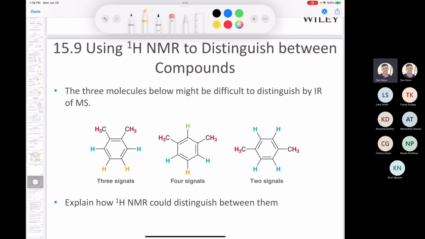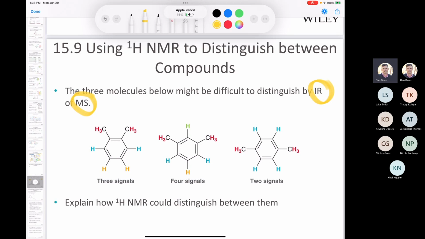Let me show you a really cool scenario. Check out these three molecules. These are called xylenes. The first one is orthoxylene, and the one in the middle is called metaxylene, and the one on the far right is called paraxylene. The names aren't important, but if you were to try to distinguish between these molecules using infrared spectroscopy or mass spectrometry, I mean, really, how would you do it?